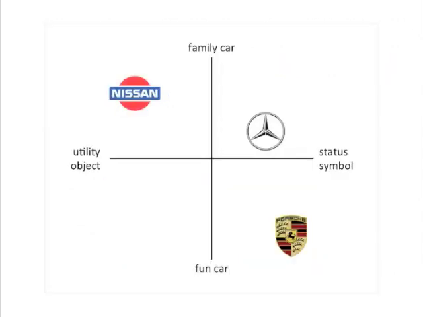So how does it work? Here we have one biplot with two constructs, family car versus fun car, and utility object versus status symbol. We see where Nissan, Mercedes and Porsche are placed, and you can imagine here's a border around it like a sheet of paper.